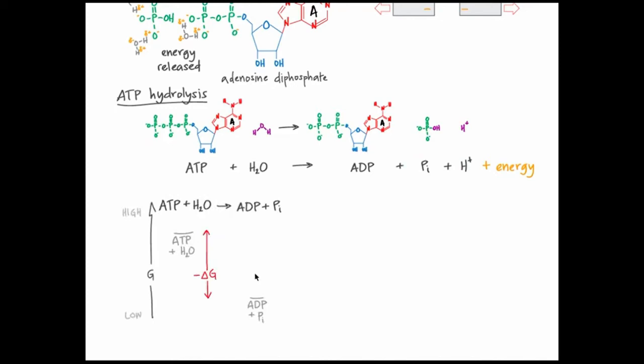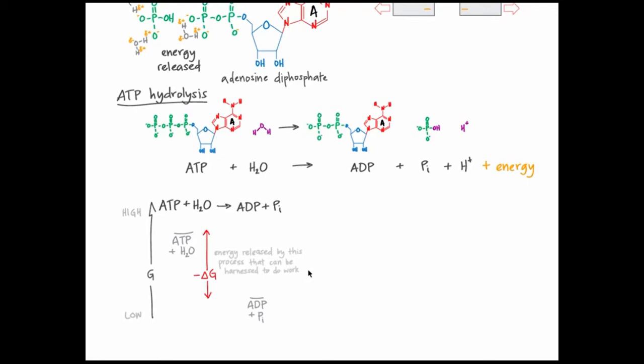Energy is released when ATP is broken, which means that the reaction is spontaneous in this direction and delta G is negative. ADP and inorganic phosphate have lower free energy than do ATP and water, and that's because ATP is storing potential energy by bringing those phosphate groups close together. Remember that Gibbs free energy tells us about the energy of a molecule that can be used to do work.